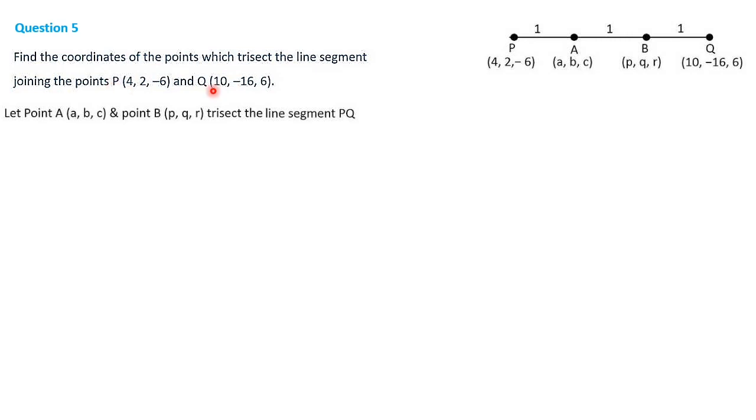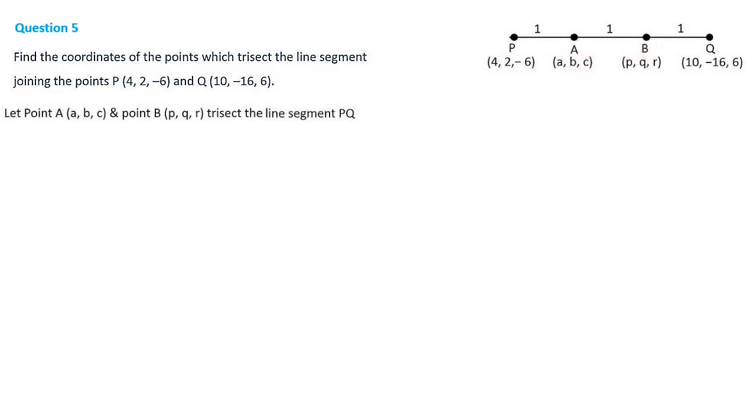There are 2 points given, P and Q. So we have taken P and Q as both the ends of a line segment. P has coordinates 4, 2, minus 6 and Q is this one. And if you want to divide it into 3 pieces, then there should be 2 points in between P and Q. Then only 3 portions we will get. So that's why 2 points we have taken. One is A, another one is B.